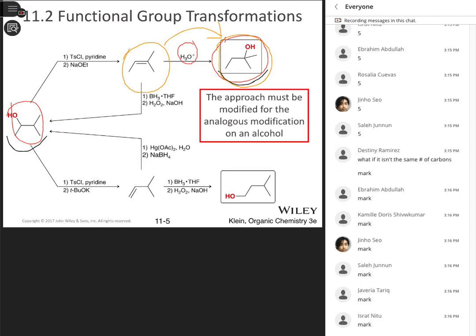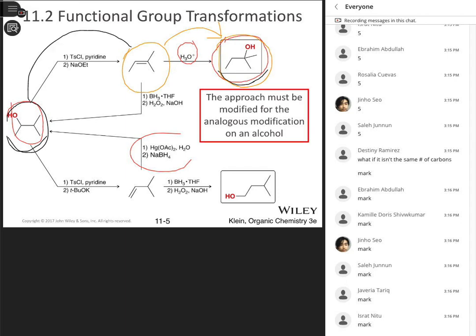Hg(OAc)2, it's oxymercuration, demercuration, right? And then it's written right here for a different reaction. So I can go from an alkene to an alcohol by either doing oxymercuration, demercuration, no rearrangement, or acid catalyzed hydration. In this case, it can work because there's no rearrangement in this particular molecule.